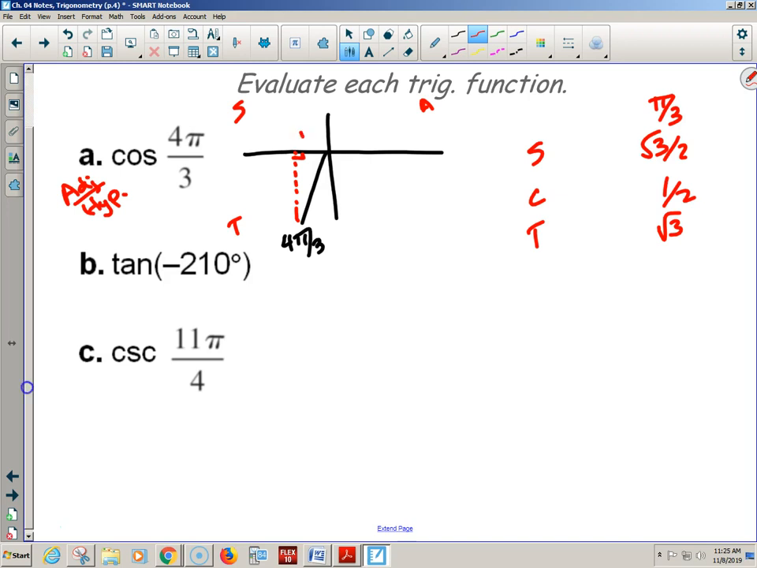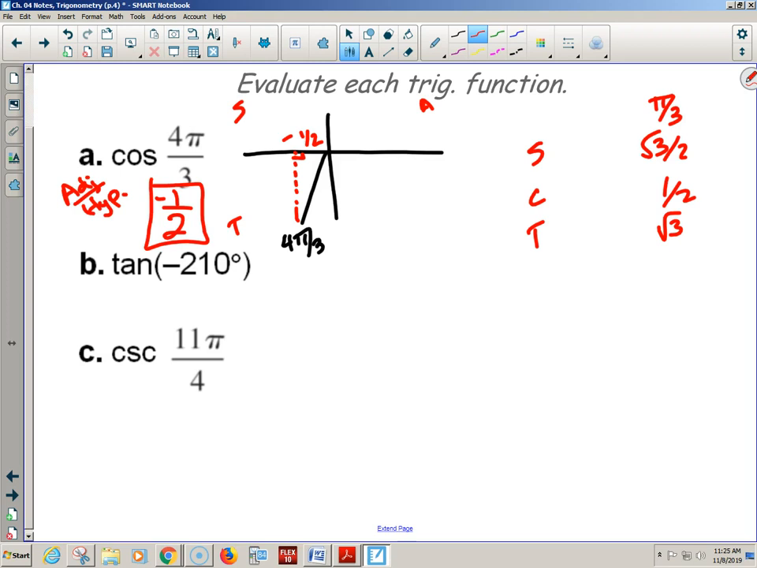Cosine is the one that goes with 1/2, but he's headed negatively. Or only sine gets to be positive. Oh, nope, only tangent gets to be positive in the third quadrant. So cosine is a negative 1/2. But guys, you could have stolen the 1/2 from the pi over 3 column and just been like, oh yeah, cosine is negative in the third quadrant.